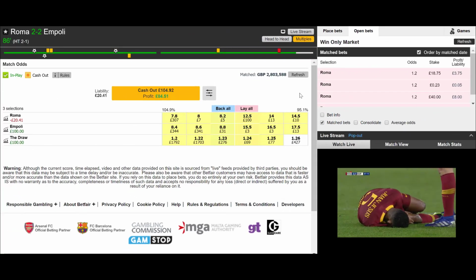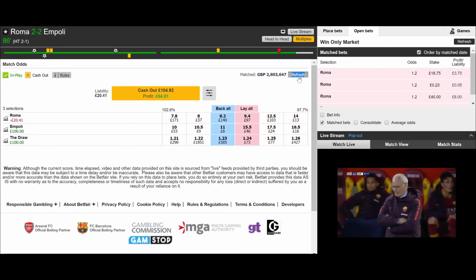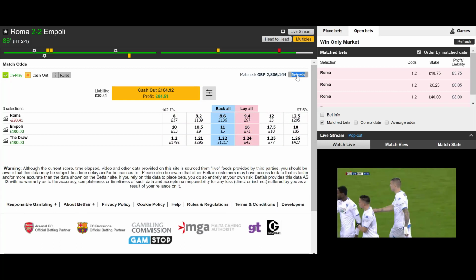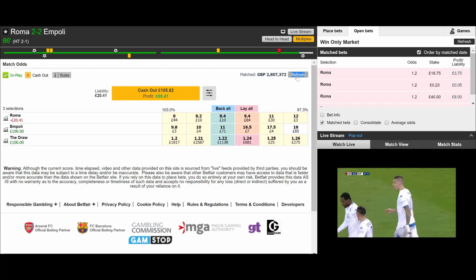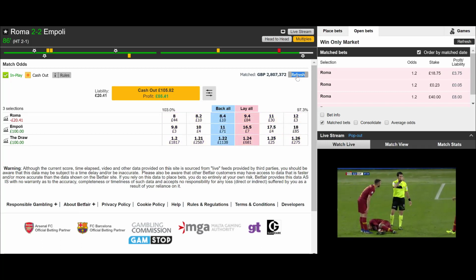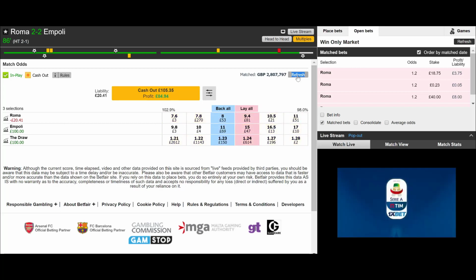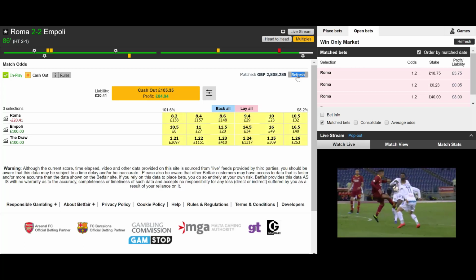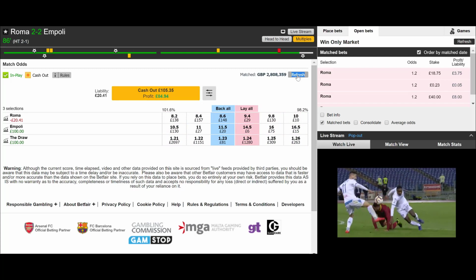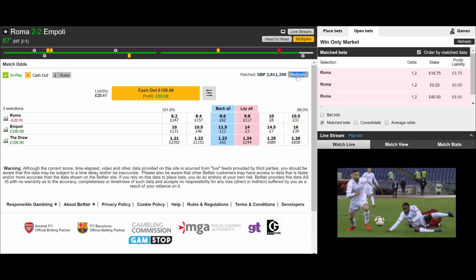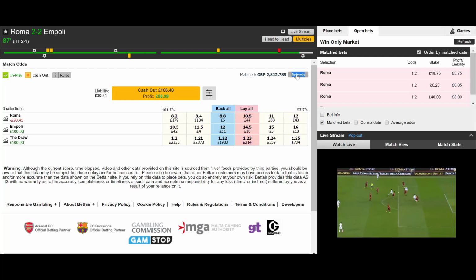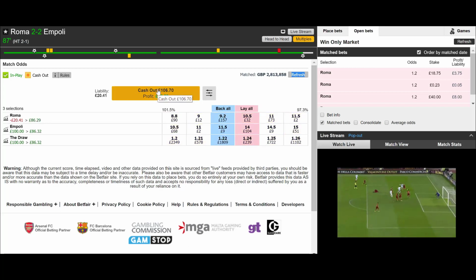And the equaliser arrived in this one. However, I'm not going to cash this out just yet because there was a bit of an incident in the build-up to the goal. So I'm going to wait to see if this one goes to VAR. You can see the replay here. Looks like there was a handball, right? So we'll see what happens. We'll see if this goal stands or not. But if it does, you can see the cash out amount there.